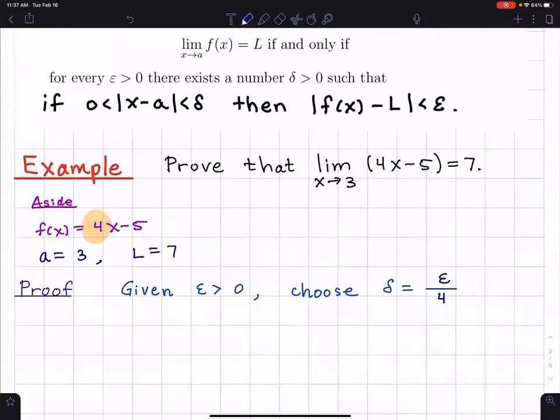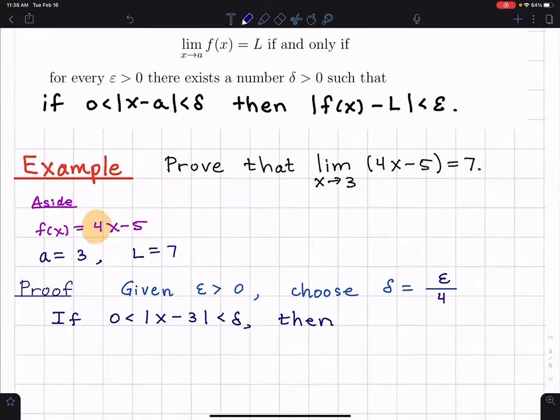I'm going to say then if 0 is less than the absolute value of x minus a, but in this case a is 3, and it's less than delta, then, all right, we're setting this up where we're making the assumption that delta is epsilon over 4. Delta is 1/4 of what epsilon is. If epsilon is 1 over 1,000, delta is 1/4 of that. If epsilon is 1 over a million, delta will be 1/4 of that.